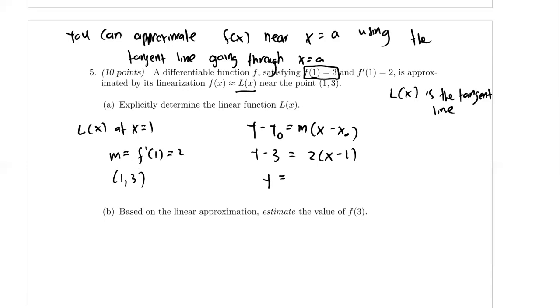So if I simplify this, I get negative 2 plus 3 is 1. So this is 2x plus 1. And this is the linearization. It's just a tangent line. Very easy to find.